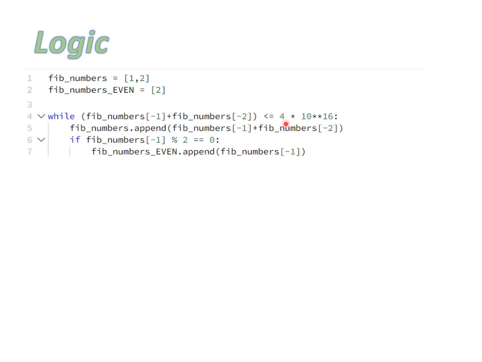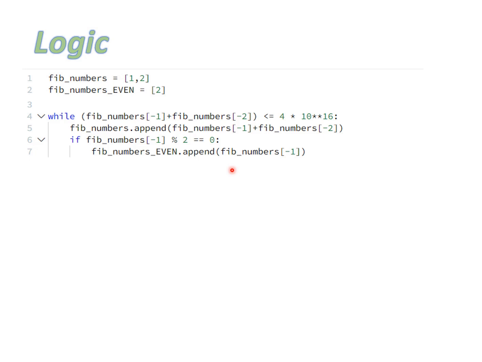What we have to do is, while the sum of the last two Fibonacci numbers is less than or equal to 4 into 10 power 16, just append that particular sum. And if that particular number is divisible by 2, that is, the mod of 2 is zero, then add that number to the Fibonacci numbers even list. I hope this is clear.